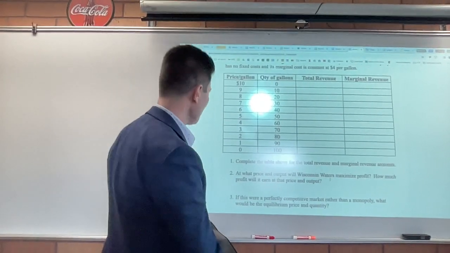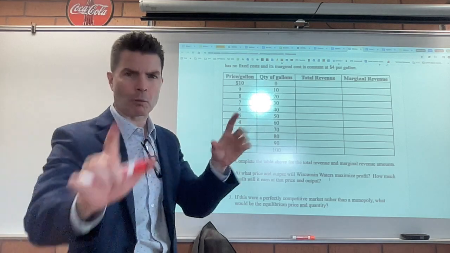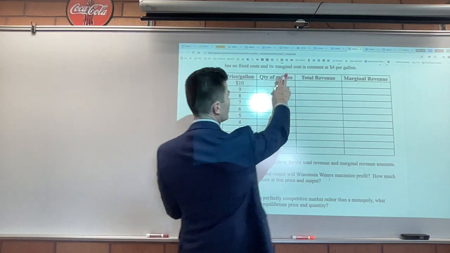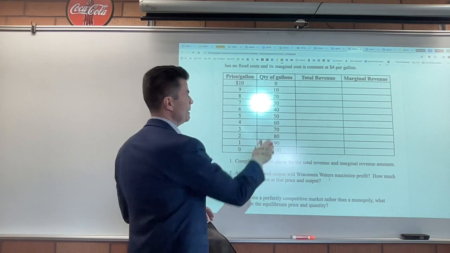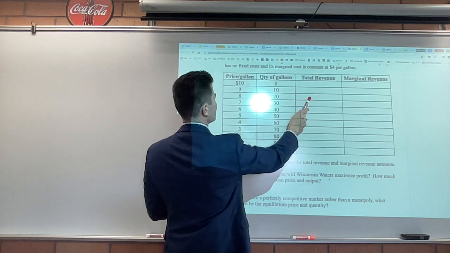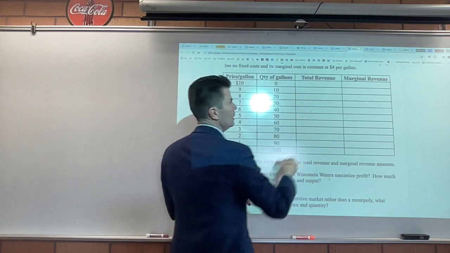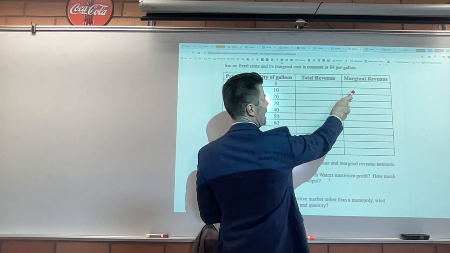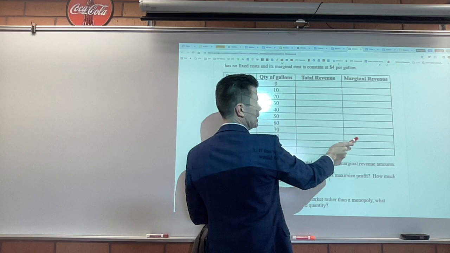All right, for those of you at home, here's monopoly problem number 1. Marginal cost is constant at $4. You know what your marginal cost is. This was 90, 160, 210, 240, 250, 240, and so on. Your marginal revenue has to be 9, 7, 5, 3, 1, -1, -3, -5, -7.